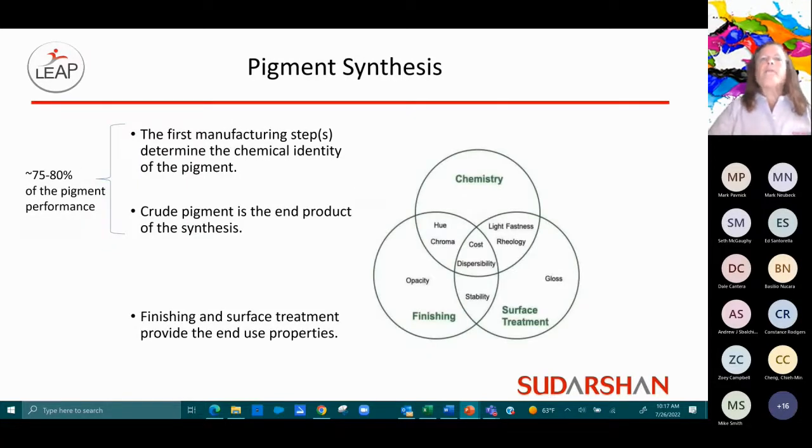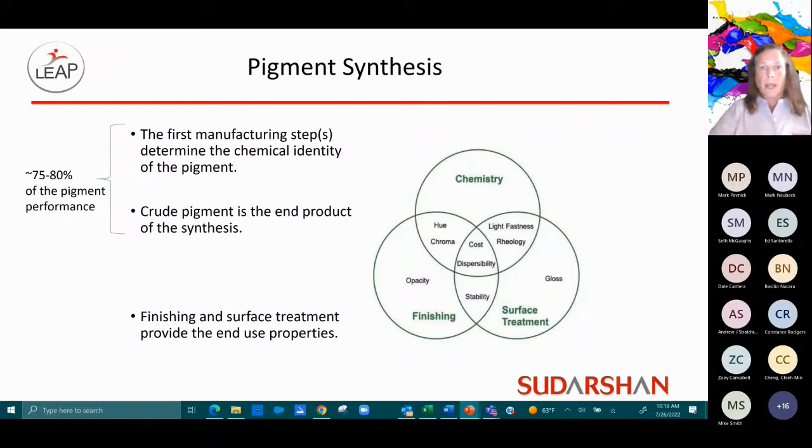So you've seen this slide before as far as pigment synthesis, where about 75% of the performance comes from the actual chemistry, and the remainder from the finishing and surface treatments that are used for that particular product. So it's key to know all of these as you are going forward with. So a lot of the information is already set up.